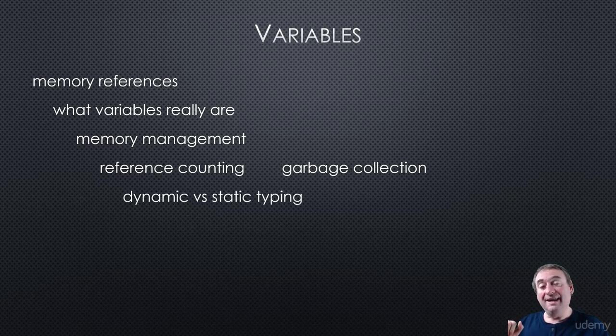Next, we'll look at dynamic versus static typing. Now, Python is a dynamically typed language, as opposed to other languages like Java or Swift or C++, which are statically typed languages.